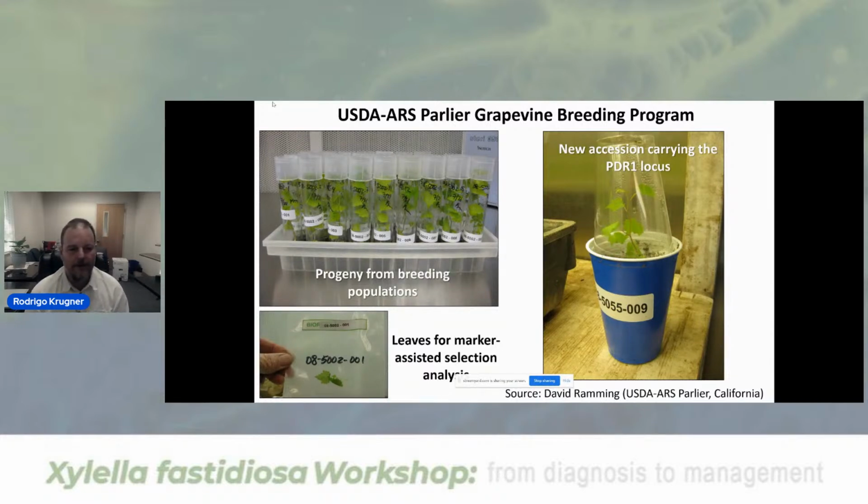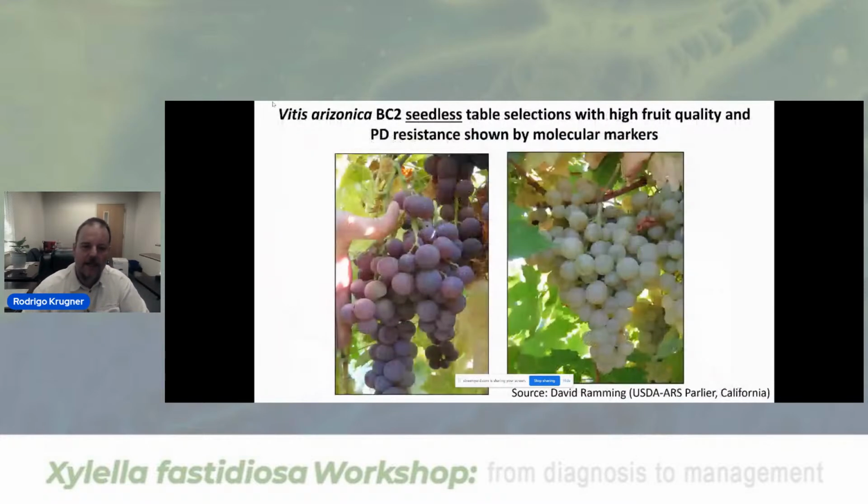So the grapevines are grown from seeds in small vials, and you get a progeny of these crosses. Then we can collect the leaves and use those for marker-assisted selection. And then you end up with a new accession that is resistant to Xylella fastidiosa. We're actually stacking resistance to powdery mildew. Powdery mildew is a fungal pathogen in grapevines. It's actually more important than Pierce disease because of the amount of fungicide that has to be applied in a vineyard. So we can stack resistance genes into these new accessions there.